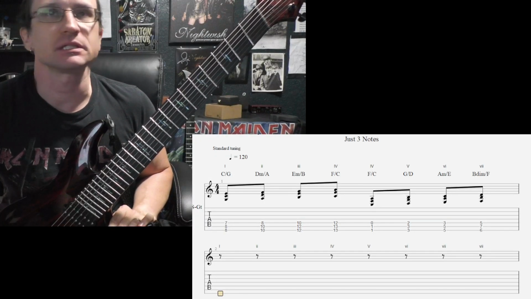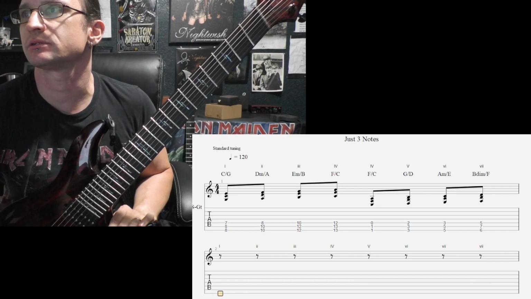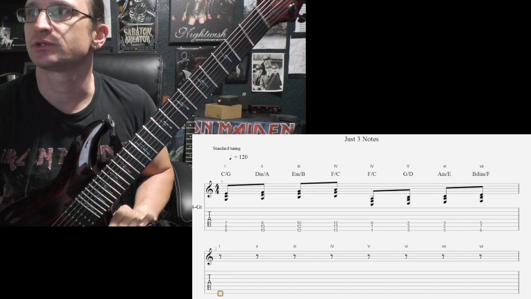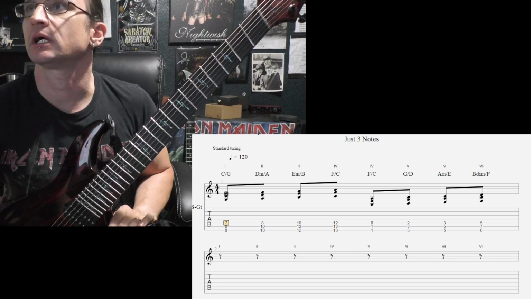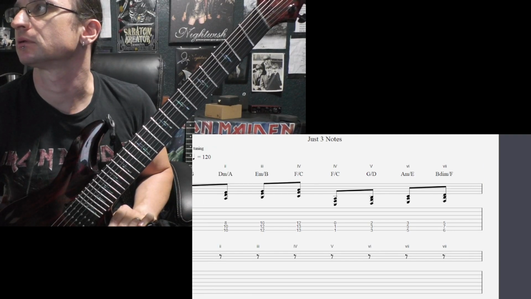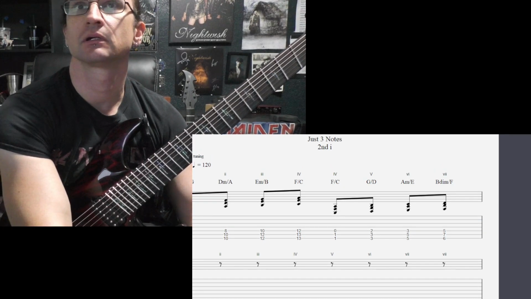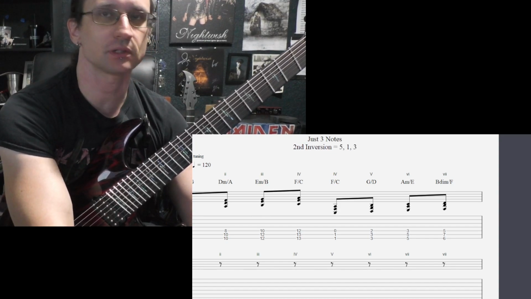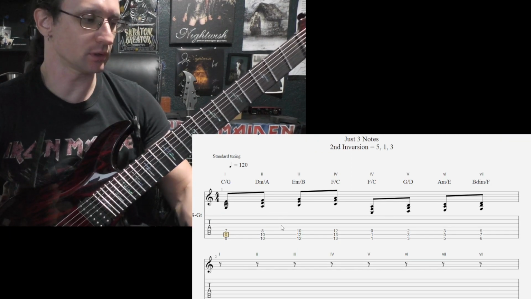All right, let's take a look at the next thing we'll do for chords. So this is your second inversion. Second inversion goes 5, 1, 3. In fact, I should put that up here. All right, so second inversion equals 5, 1, 3. So the root note is now in the middle of the chord.